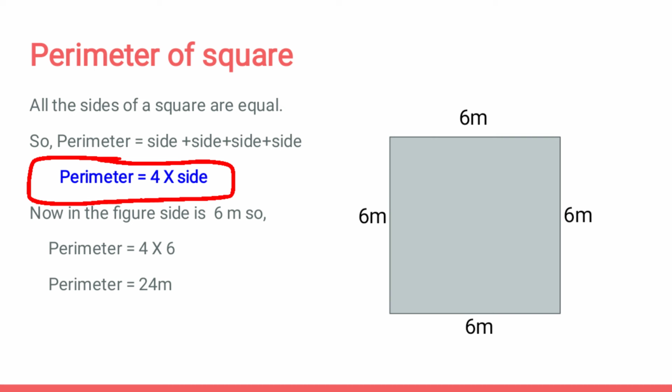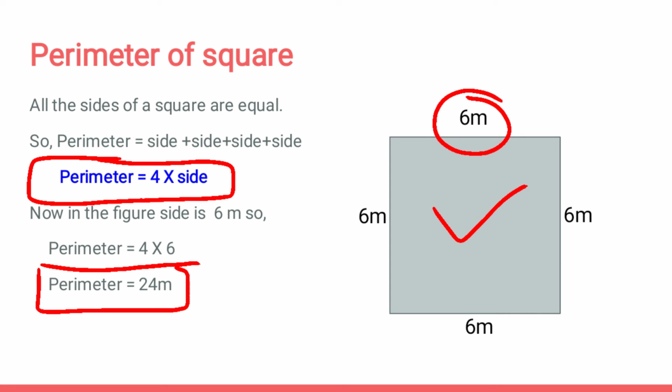Now if we are given the side, as we can see, we have a square which has a side of 6 meters. So if we put the value of 6 meters into the formula, we will get the perimeter of this square. So here I am placing the value of 6 meters into the formula. I have written perimeter is equal to 4 multiplied by 6. This gives me the perimeter is equal to 24 meters. So this is the perimeter of the given square.